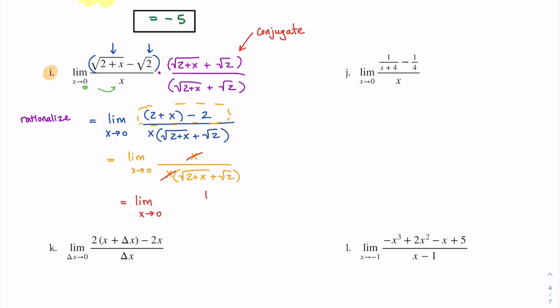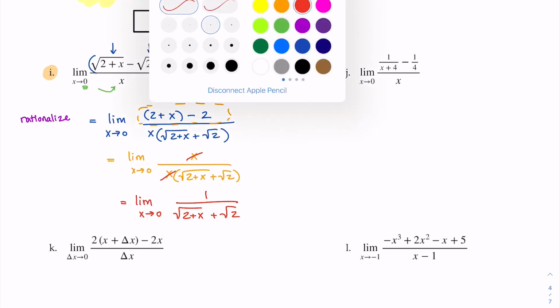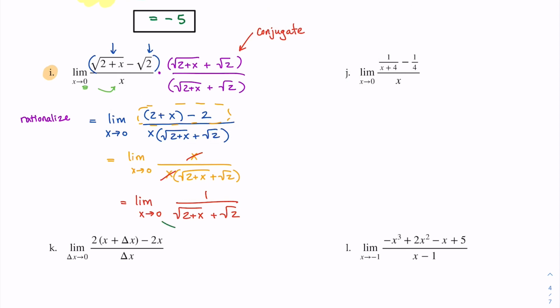So boom, boom. Forgive the sound effects. And now, because the x factor is removed from the denominator, we can plug this 0 in everywhere we see it, which is just right there. And believe it or not, this whole limit expression just turns itself into 2 square root of 2. 1 over it, I should say.